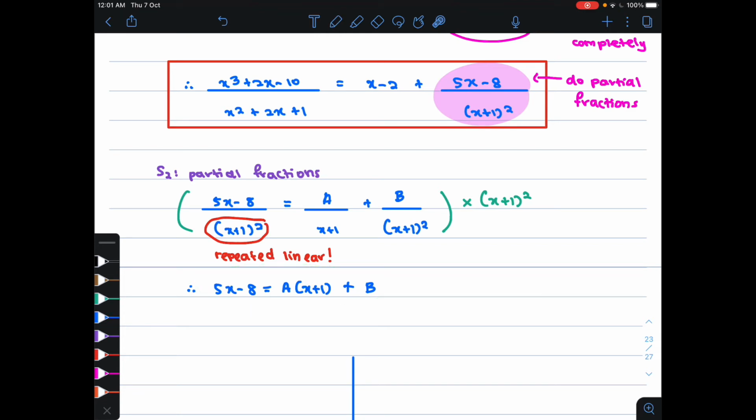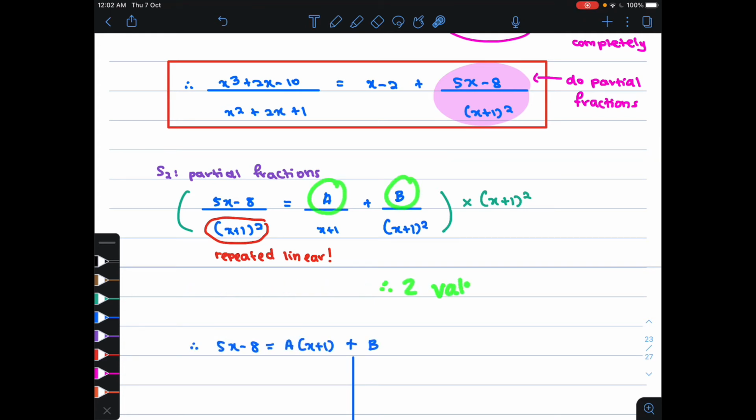So now we need to do substitution. Note that we have two unknowns. Therefore, we need two values of x. And you know that we should use all values of x that come from the denominator. So when you let it equal to 0, the first value of x is negative 1. So we need two values of x.